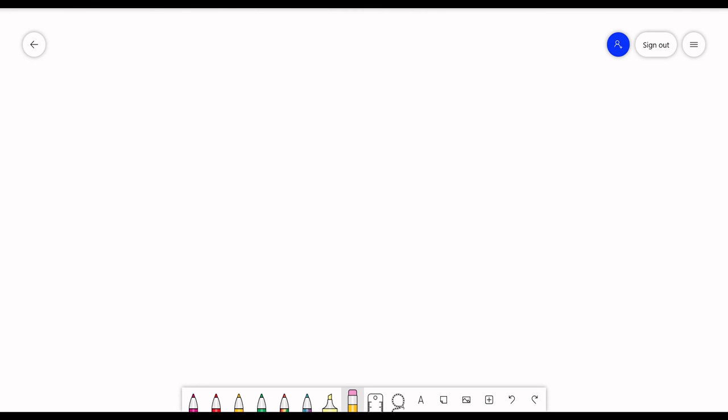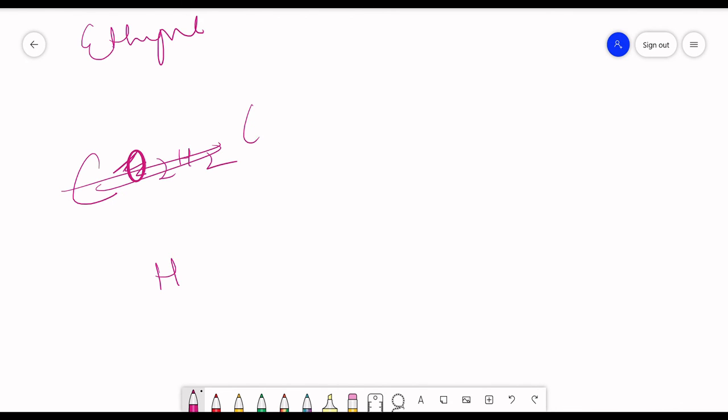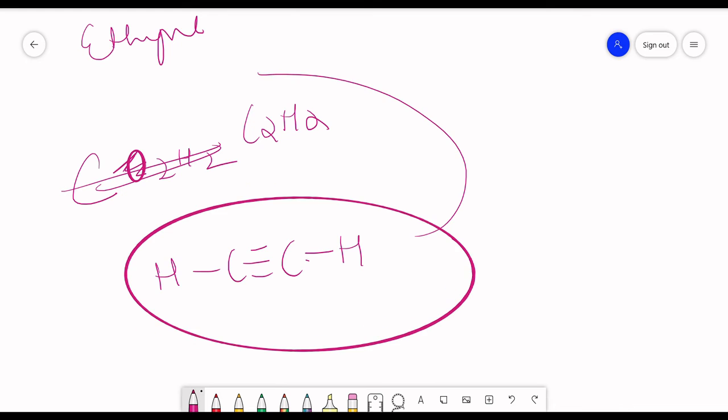In a similar manner, if you talk about ethyne, it also has many bonds. The formula for ethyne is C2H2. I'll write it again. C2H2, right? So the bonding is this way. Just a minute, let me erase this. So the bonding is this way. This is ethyne. Correct.